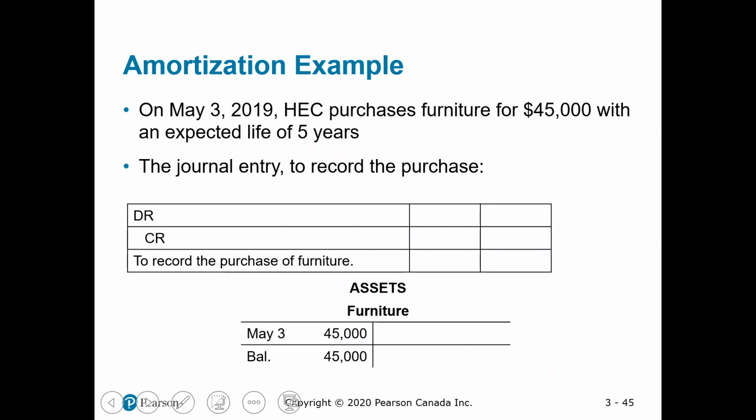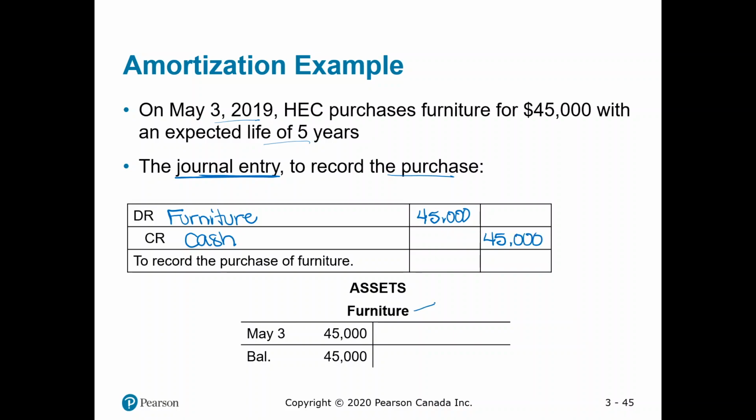So we'll look at this. On May 3rd, 2019, HEC purchases furniture for $45,000 with an expected useful life of 5 years. So the journal entry, again, this is nothing new to record the purchase. This is what we did in Chapter 2. When we actually buy it, we will debit furniture and we'll credit cash. Just us recording that entry.